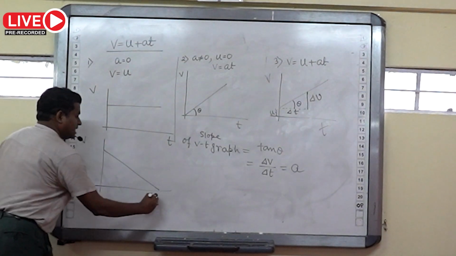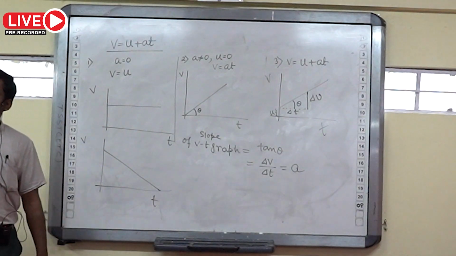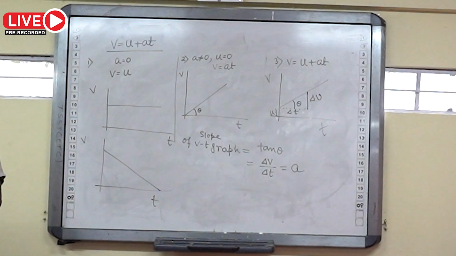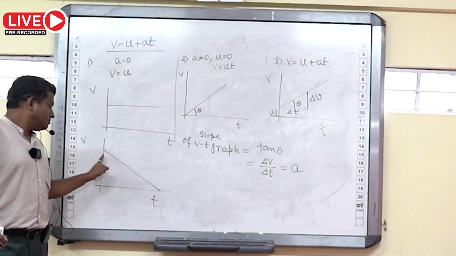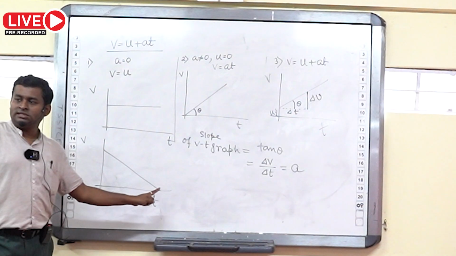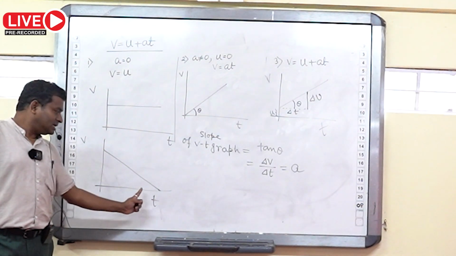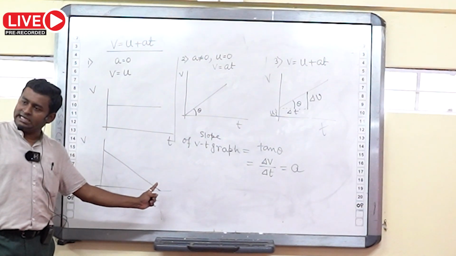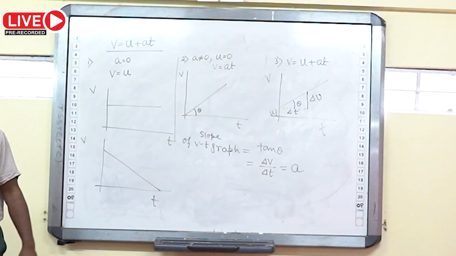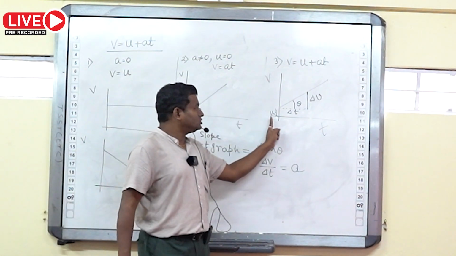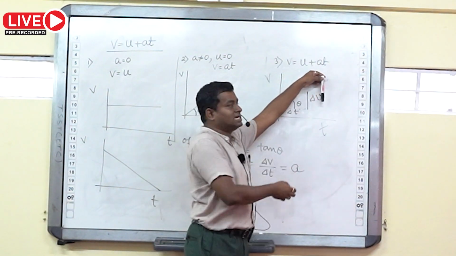Velocity time graph will be like this. See, with respect to time, velocity is going to decrease. As time increases, velocity is going to decrease. Velocity decreases means it represents retardation. Previously, as time goes on, velocity will increase, means this height will continuously increase.